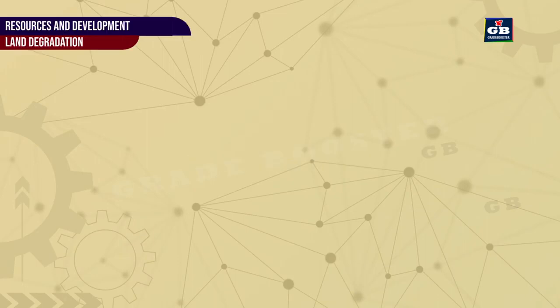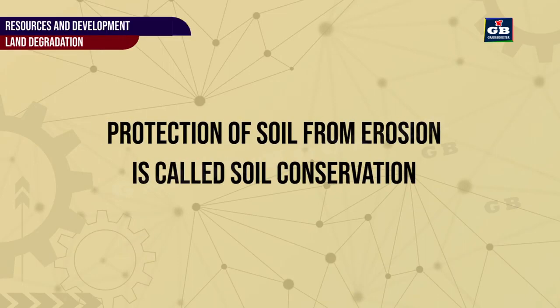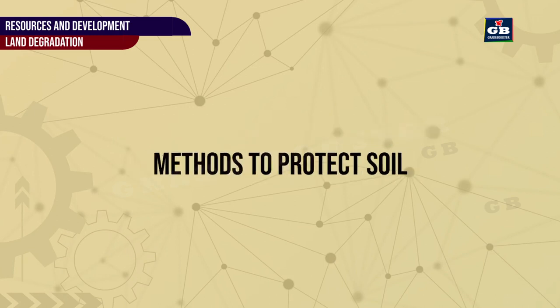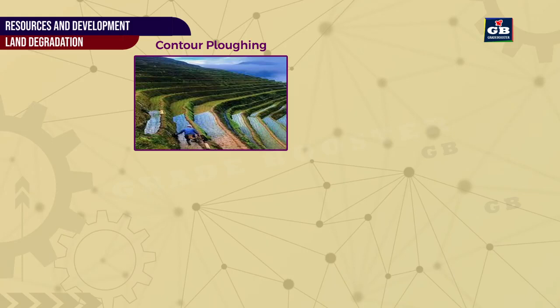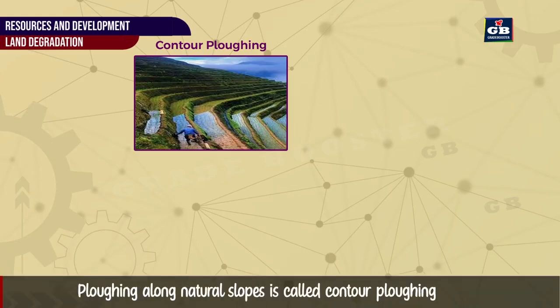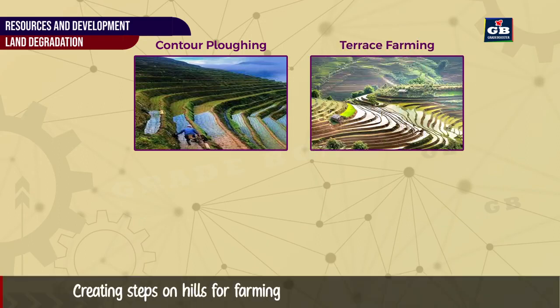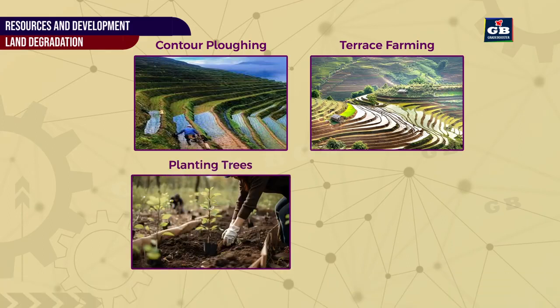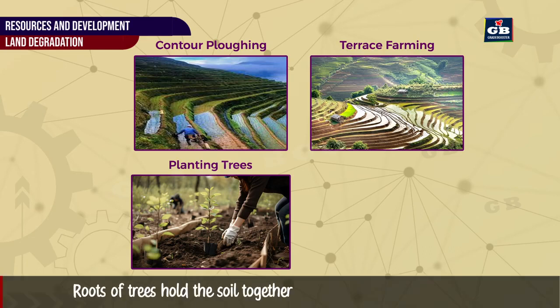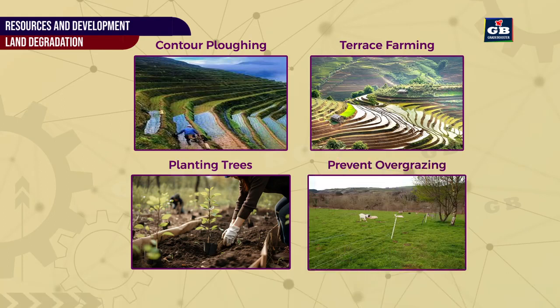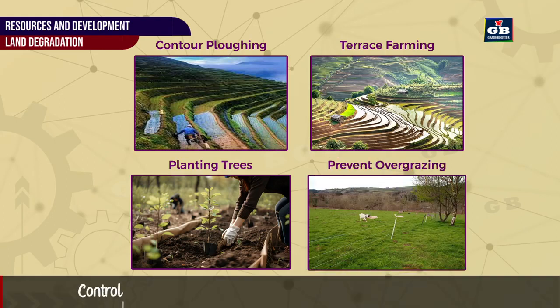Soil conservation. Protection of soil from erosion is called soil conservation. Let us see the different methods to protect soil. 1. Contour ploughing. Ploughing along natural slopes is called contour ploughing. 2. Terrace farming. Creating steps on hills for farming is called terrace farming. 3. Planting trees. Roots of trees hold the soil together and prevent soil erosion. 4. Prevent overgrazing. Controlling the number of grazing animals prevents soil erosion.